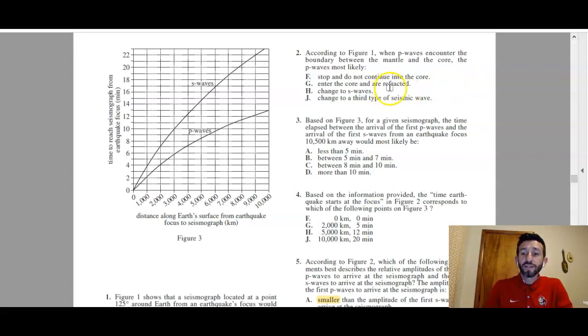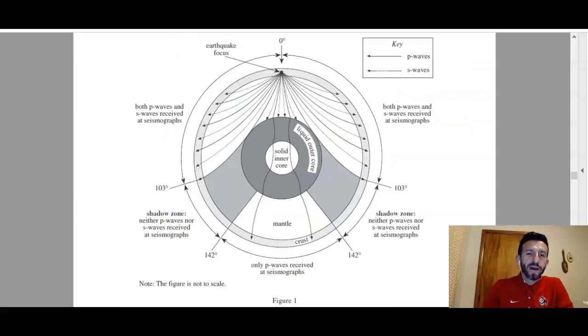Let's go ahead and come over here. According to Figure 1, question 2, when P waves encounter the boundary between the mantle and the core, the P waves most likely do what? They stop and don't continue; they enter the core and are refracted. I don't know what that means. Let's pretend. Changes to S waves; changes to a third type of seismic wave. So I have to go back and look at the boundary between mantle and core and see what's happening to the P wave. I found solid core, outer core, and then here's the mantle.